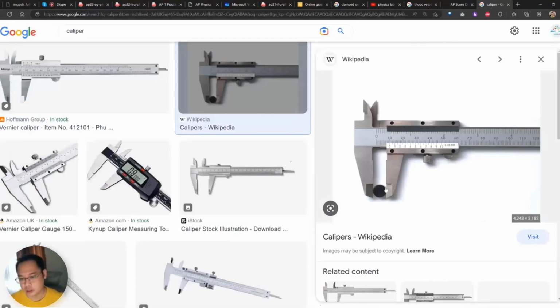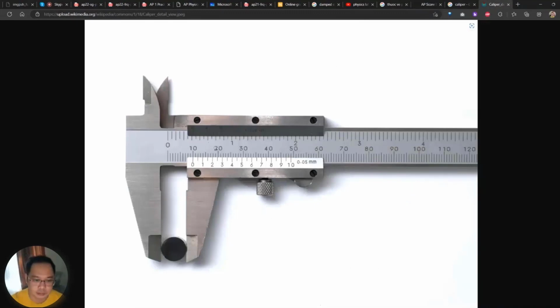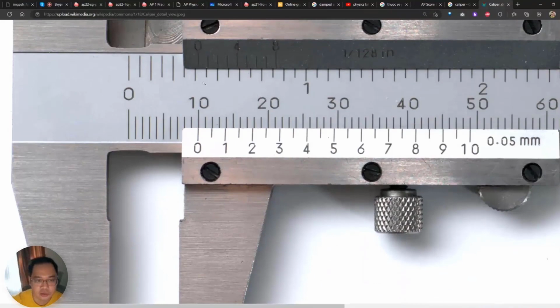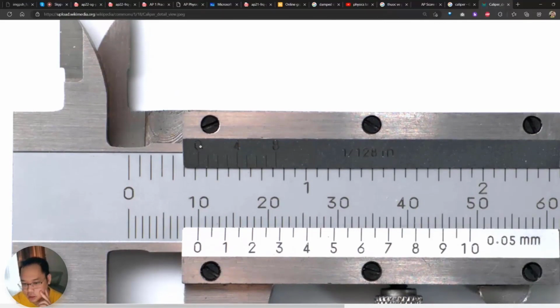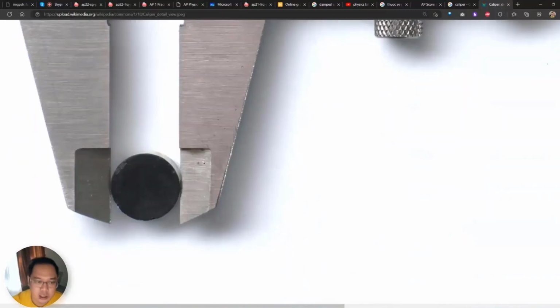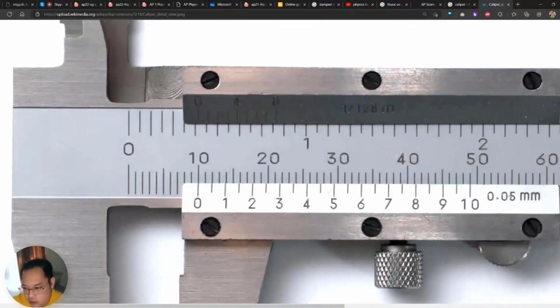You put the object whose diameter you want to measure between the jaws like this. Let me open this image here. For the reading of the diameter of this object, firstly you read the main value, 10 here. The unit here is inch, but it doesn't matter. This is 10 millimeters, which means 1 centimeter, and the reading is a little bit greater than 10 millimeters.